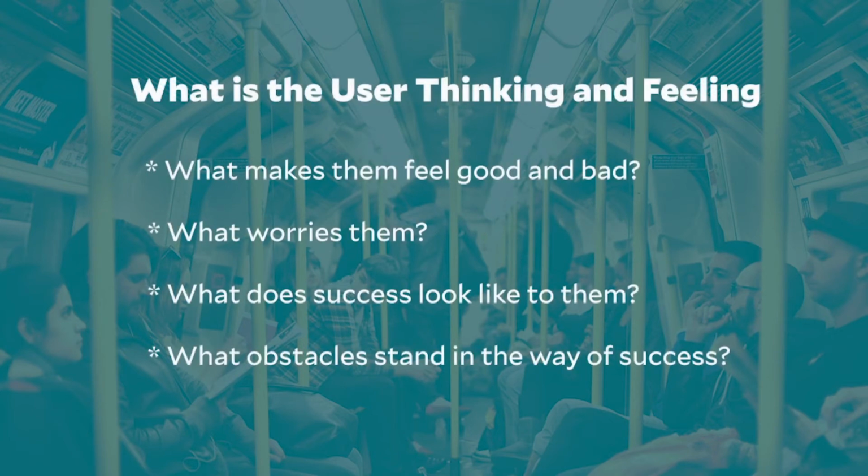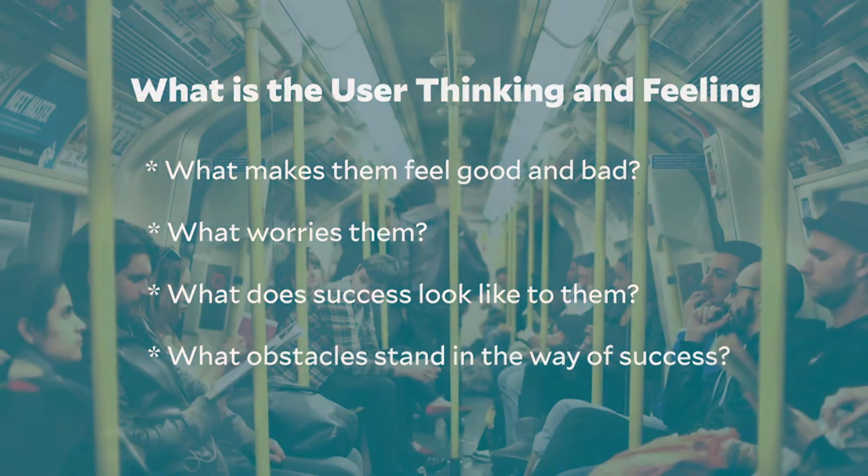What is the user thinking and feeling? Would include both positive and negative things. What worries them and what excites them? What does success and failure look like? And what obstacles stand in their way of achieving success?